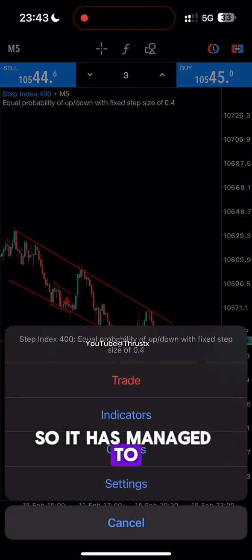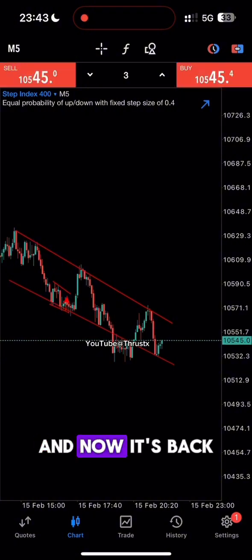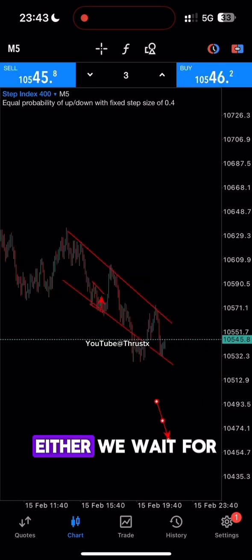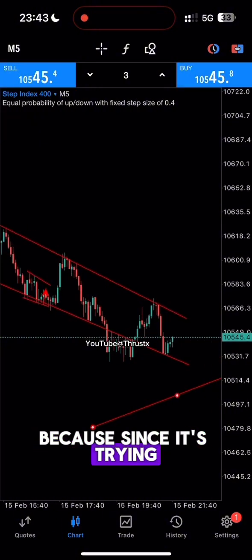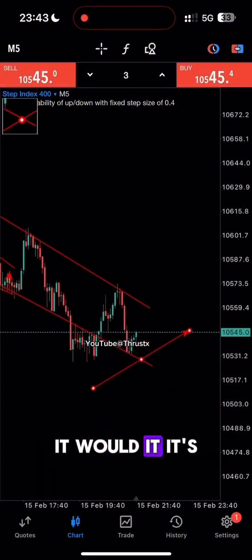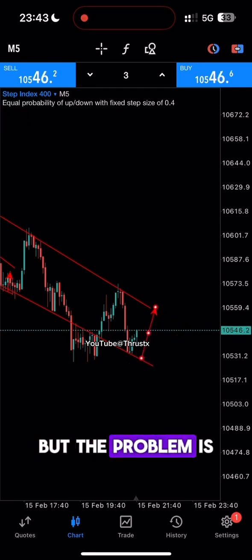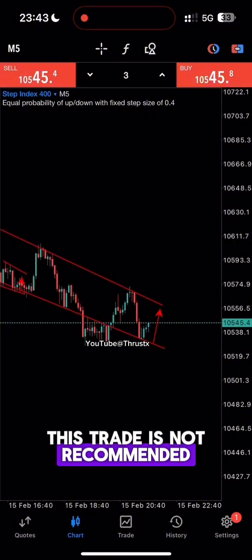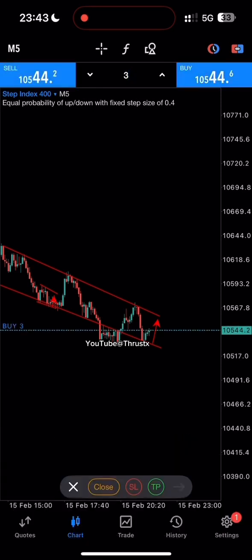So it has managed to break the trend, and now it's back within the trend. So what we're going to do is either wait for it to go to the top so we enter, or we just enter there, because since it's trying to break the trend, it's gaining power to go very big. But the problem is that it might reverse, so entering full again on this trade is not recommended, because it might try to make something that's not good.